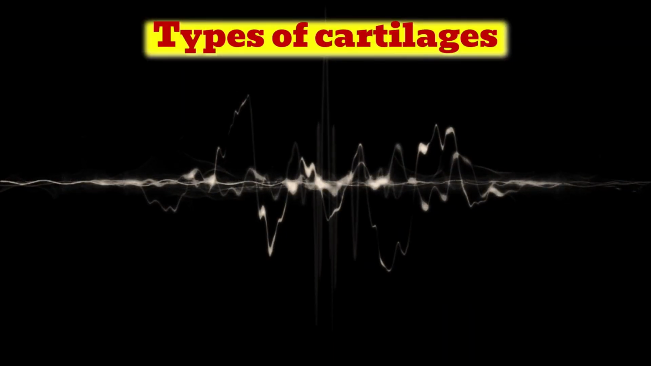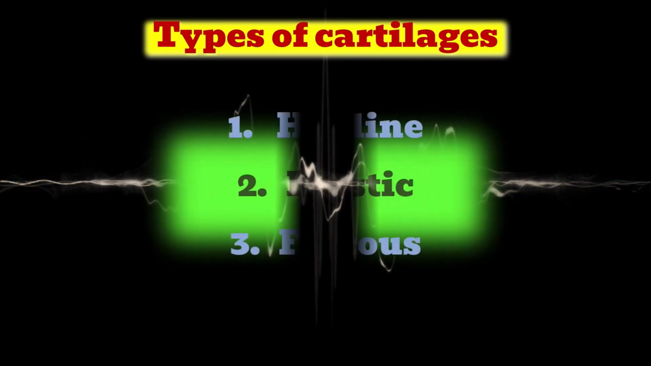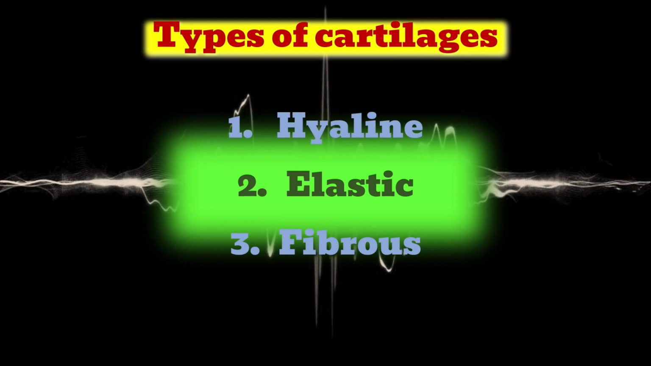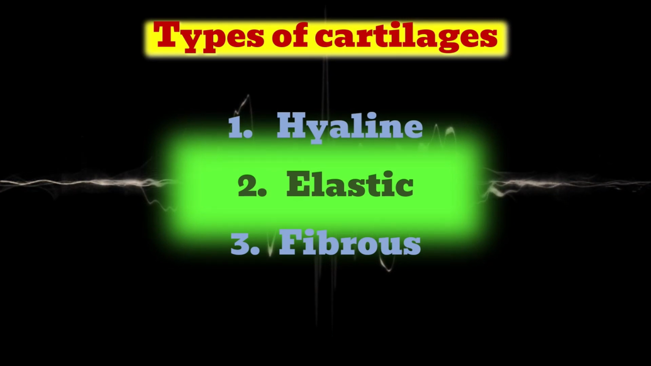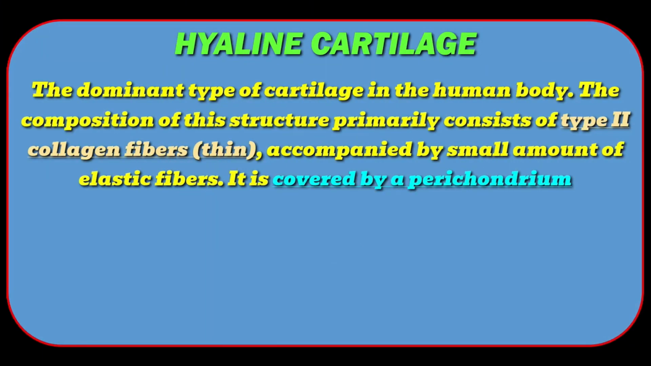Now, let's talk about the different varieties of cartilages present in the human body. They are: Number 1. Hyaline cartilage, 2. Elastic cartilage, and 3. Fibrous cartilage. First I will discuss the hyaline cartilage.